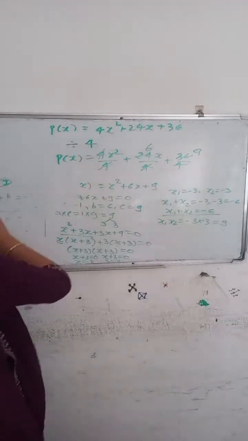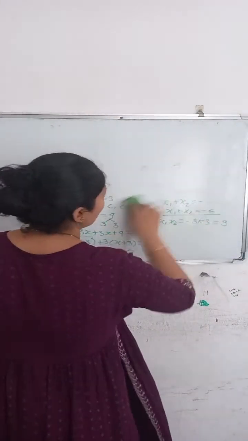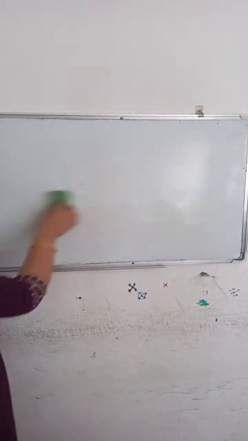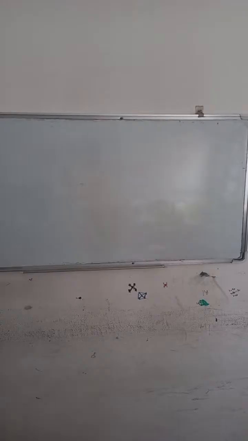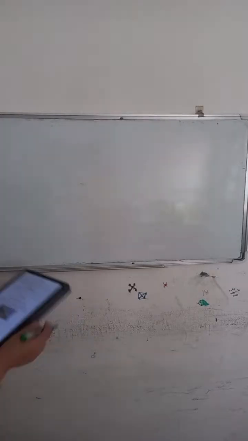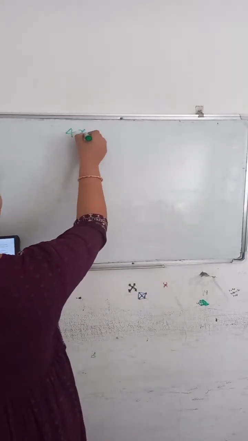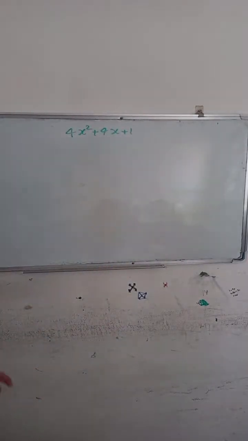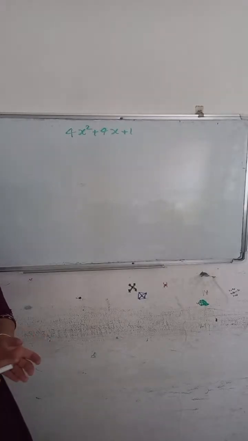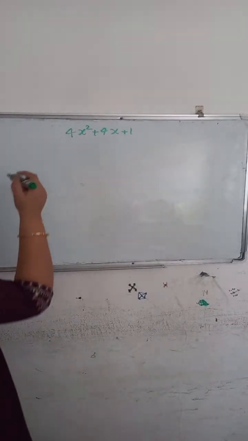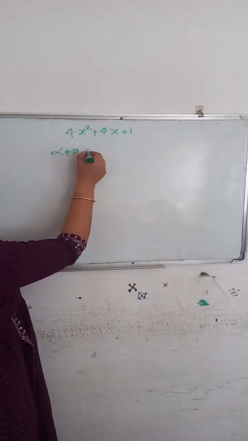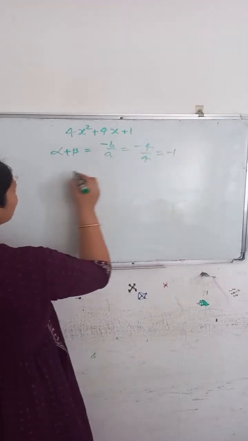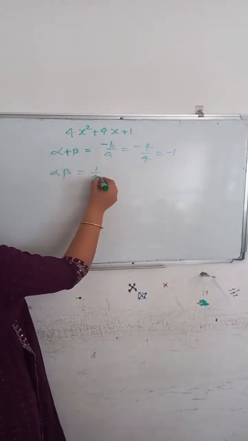See, students get confused whenever they get this kind of question. Here the quadratic polynomial is already given, but they are again asking to form the quadratic polynomial having the zeros 2 alpha and 2 beta. Here the equation is given, 4x square plus 4x plus 1. Whenever they ask this kind of question, they first expect you to calculate the SOZ and POZ. SOZ is nothing but minus b by a, that is minus 4 by 4, equal to minus 1, and alpha into beta is 1 by 4.